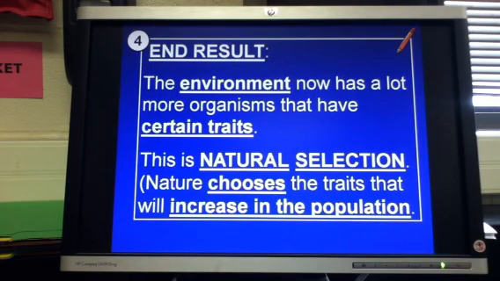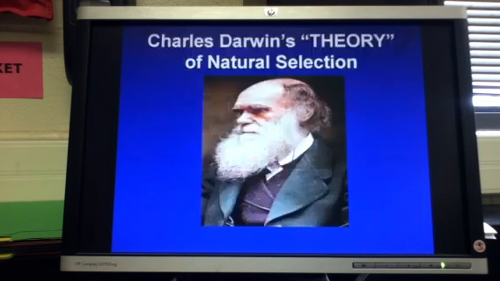This is natural selection. And natural selection says that nature chooses the traits that will increase in the population. All right. Now, this next part is about Charles Darwin, the scientist that actually developed this theory of natural selection. So we've got 5 major points that we need to make sure that you understand and learn. This is the explanation that we've been exploring this whole time with the iguana activity and the bean lab that we're doing in class on Monday and Tuesday.